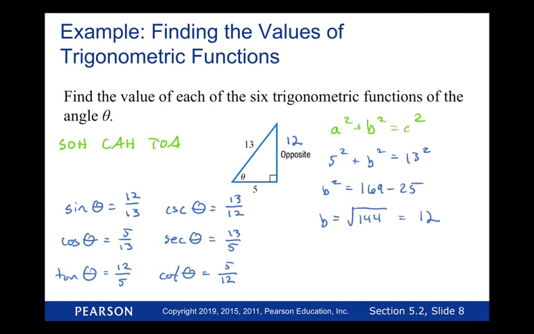Okay, Mr. Hightower asks: our answer as a fraction is 12 over 13, if it's possible to reduce? Yeah, we always reduce fractions whenever possible.